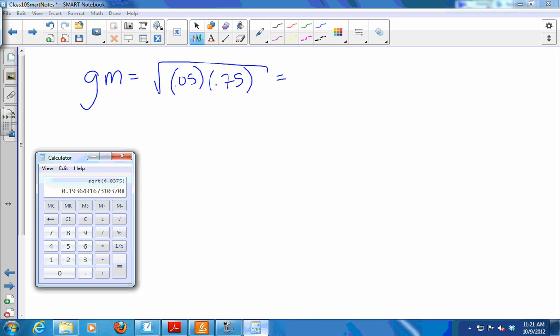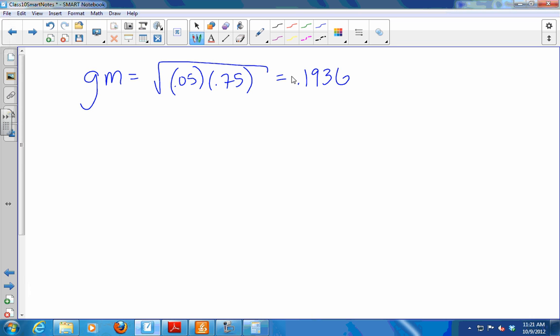And that's going to come out to 0.1936, or 19.36%. So let's see if that's equivalent. Increasing the number of students by 19% and then 19, is that the same as 5% and then 75%?